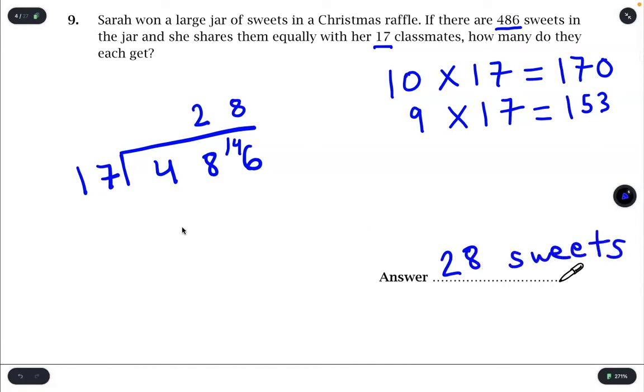To check, what we can do is we can multiply 17 by 8 and see, is that really the biggest that would go in here? So 7 times 8 is 56, 6 extra 5, 1 times 8 is 8, add that 5 is 13, and 136 to 146 is a gap of 10. You cannot fit any more 17s in that 10.